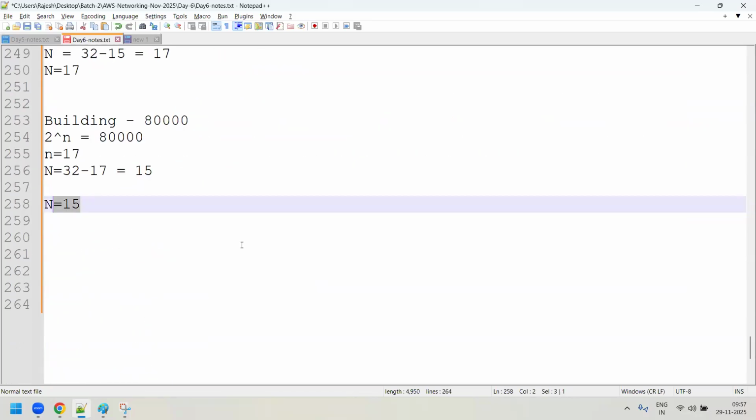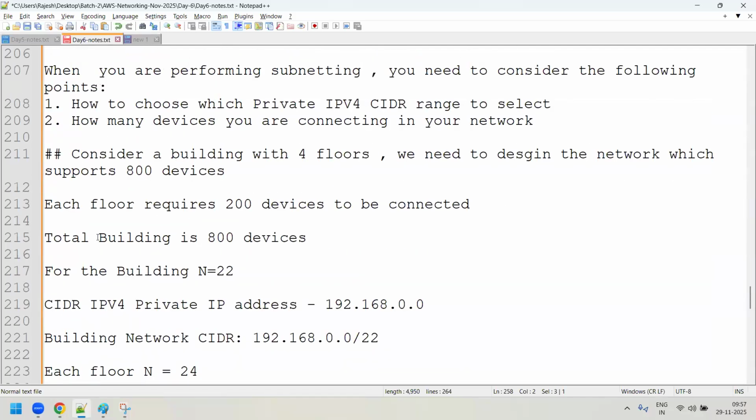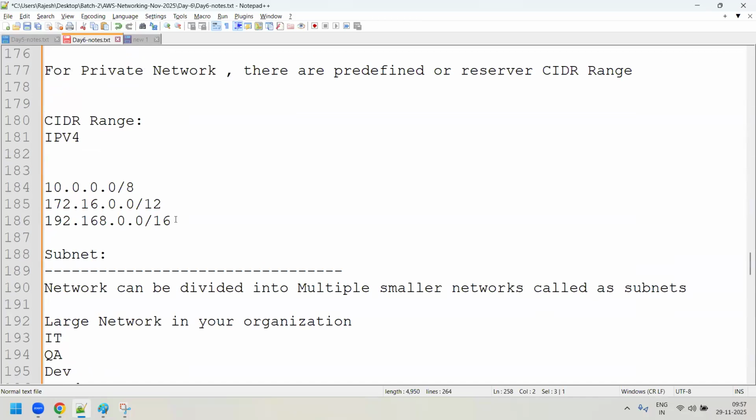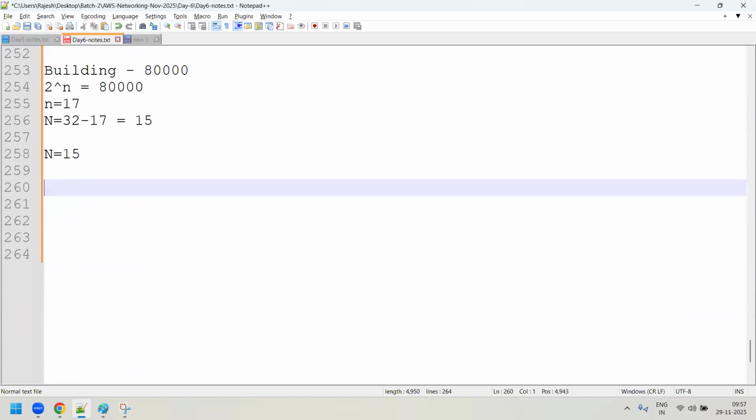I need to choose an IPv4 address where the value N should be less than whatever is there. So whatever the existing IPv4 private range is, I need to check it. But this one is 16, which is greater than 15. I can't choose this private range. Then I have to go with this one or this one. So let me choose 172 itself actually. Let me choose 172.16.0. So now you have to say that, Rajesh, my building network CIDR range is 172.16.0.0/15 because this is 15, right?